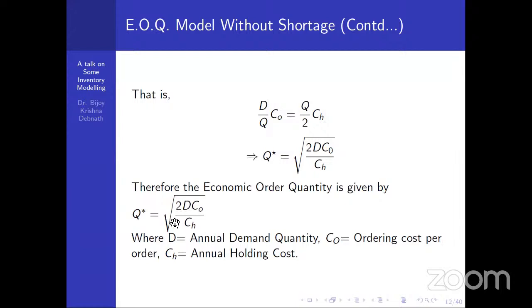So what is the value of this optimal order quantity? Root under twice D C naught by CH. So D is the annual demand quantity, C naught is the ordering cost, and CH is the holding cost. If you know the annual demand of some company, the ordering cost per order, and the annual holding cost, then you can easily calculate the optimal order quantity that is required, or that is to be maintained by the company to minimize its cost or maximize its profit, right?